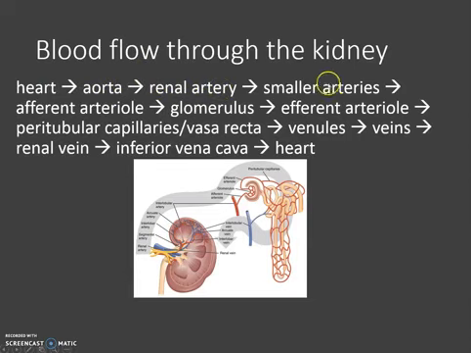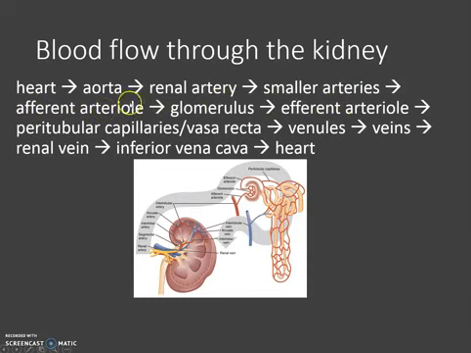And then I just put smaller arteries in here because there are a couple of branches that happen, so that this artery gets smaller and smaller inside the kidney. You can see those here: the segmental artery, interlobar, arcuate, and interlobular. But I passed over those here because I'm not going to make you remember those. Just know that the renal artery goes into the kidney and then it branches into smaller and smaller arteries. And then these smaller arteries ultimately end up delivering blood to something called the afferent arteriole.